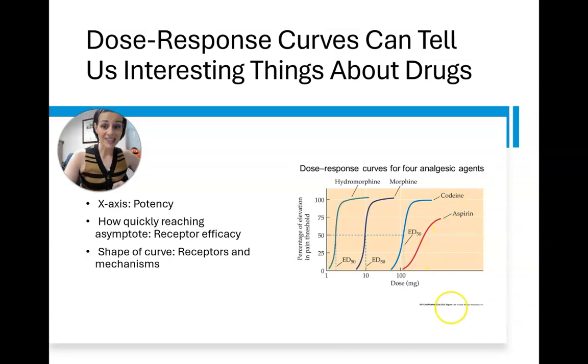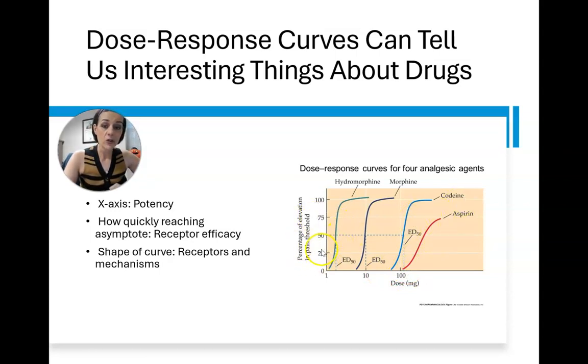So the x-axis is basically going to tell you how potent the drug is. So notice, for example, that you need very little hydromorphine to get a big effect. Notice here, maybe 2 milligrams or a little bit more to get a pretty decent effect. Now, for morphine, you're going to need a little bit more. You need a bigger dose. For codeine, you're going to need an even bigger dose. And for aspirin, you need an even larger dose.